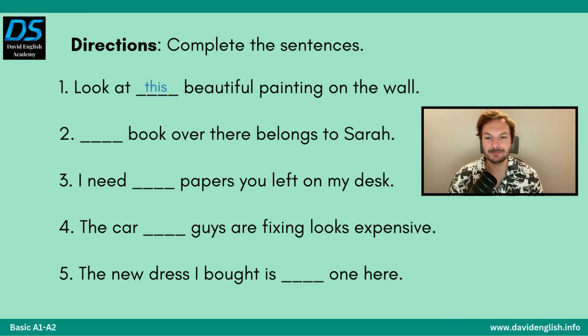Number 2. Book over there belongs to Sarah. What do you think? Over there means it's far away and it's singular. Book is singular. So we want to say that book over there belongs to Sarah. That book over there belongs to Sarah.